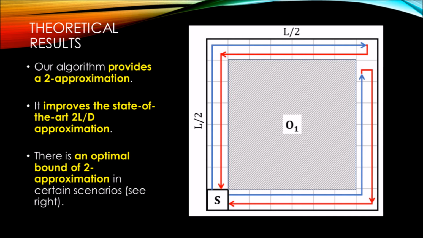We have also shown that for certain scenarios, the two approximation bound is optimal. A sample scenario is illustrated on the right, where the robot first will go north and have to come back to the base point before it can cover the rest of the environment.